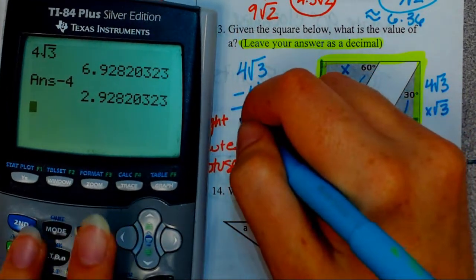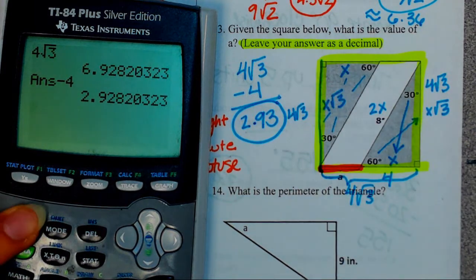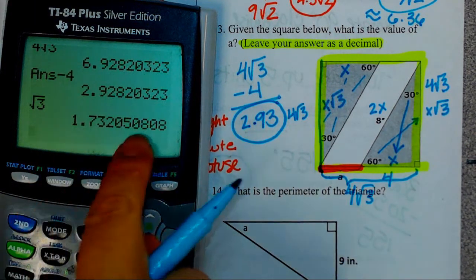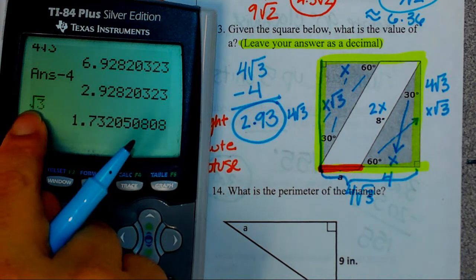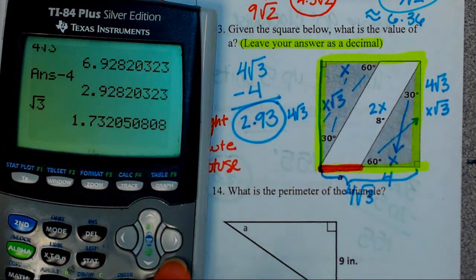Your answer is 2.93. And I'm just going to prove it to you. The square root of 3 is 1.73. So this is not the correct answer. This is your correct answer.